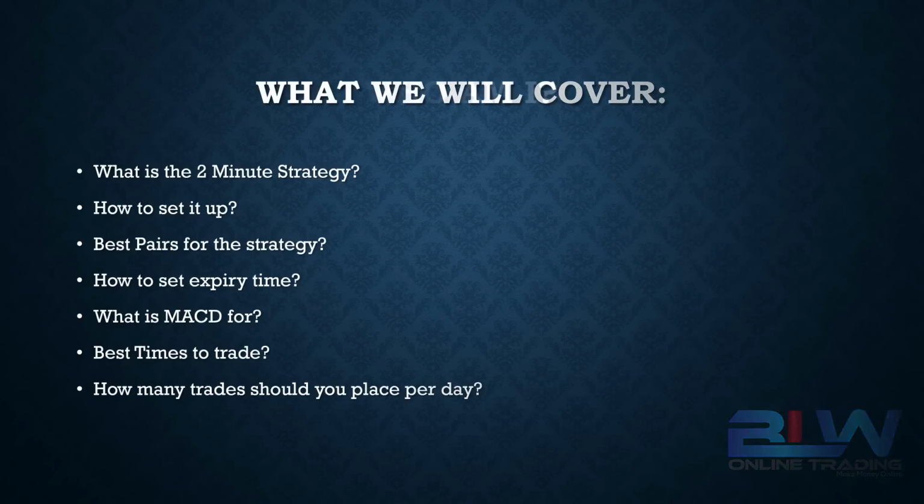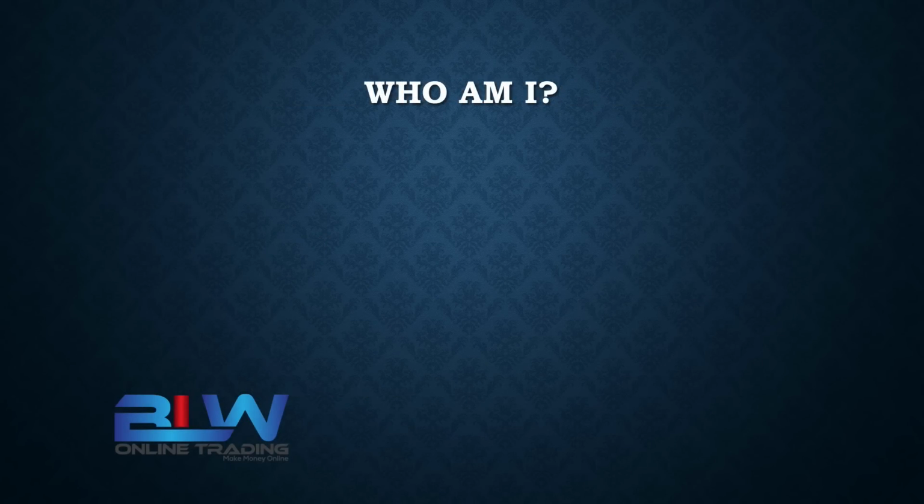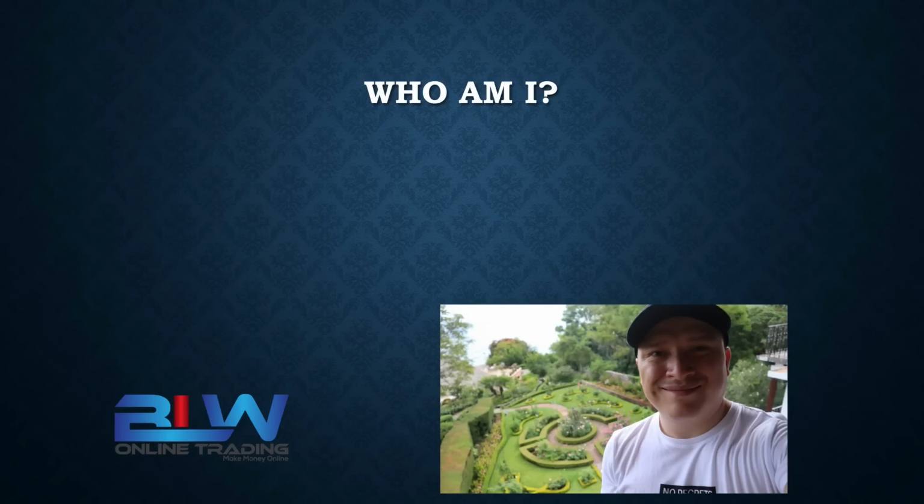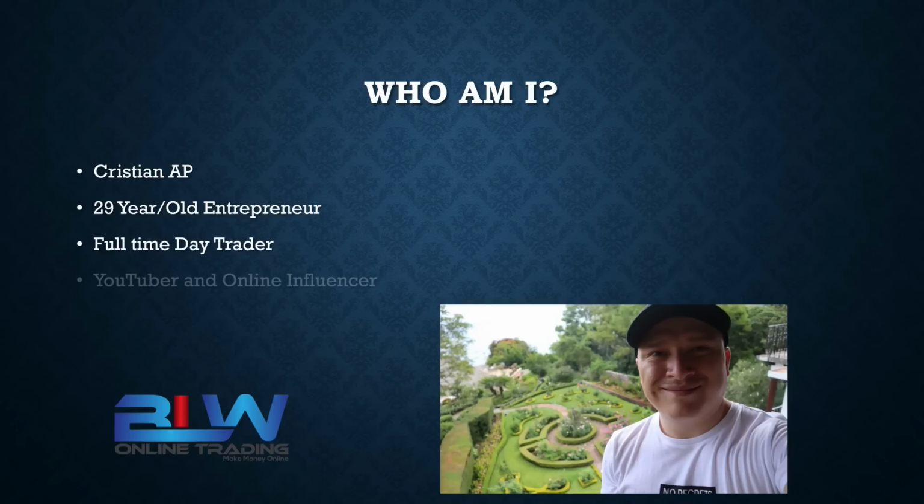So let's begin by telling who I am, because a lot of people are like, whoa, who's this guy, right? So like I always say, this is me. My name is Christian AP, and I'm a 29-year-old entrepreneur. I'm a full-time day trader and a YouTuber and influencer. Okay, that's me in the picture over there, a few pounds more than what I am right now. But yeah, that's who I am.